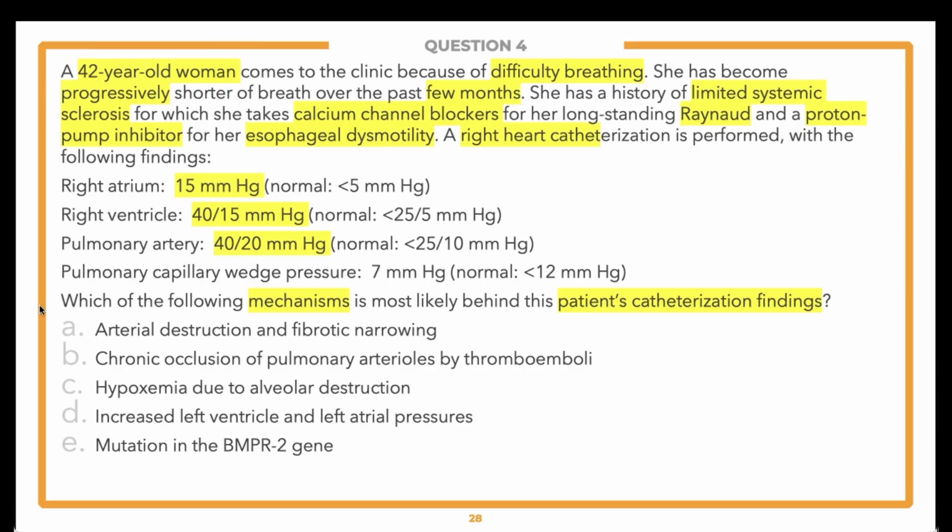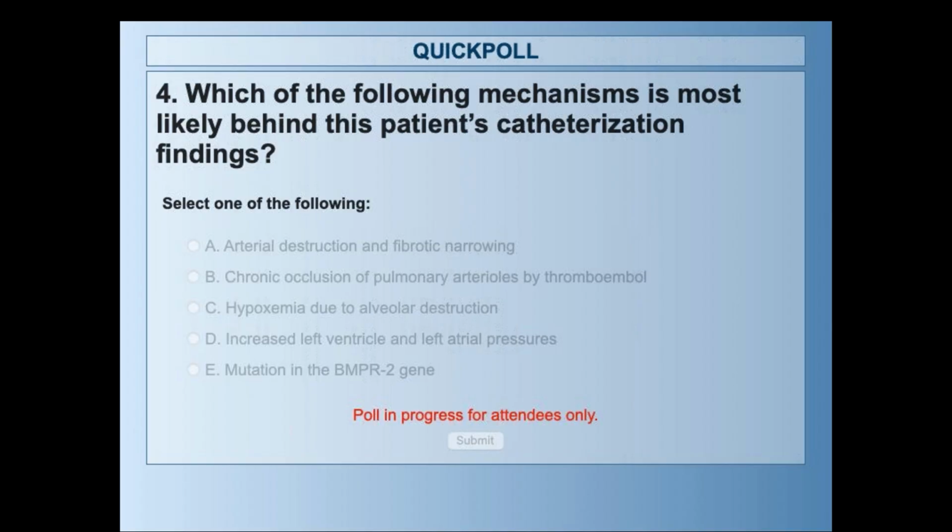Now, this is tricky, but there are a few good hints in this question, and a lot of you are dropping the correct diagnosis in the question box, which I love to see. But what is causing that diagnosis? What is the connection, and how does that present? So take your time as we pull up the options here. Remember, the right atrium, right ventricle, and pulmonary artery have increased pressure. The pulmonary capillary wedge pressure is normal. And you have somebody with a history of limited systemic sclerosis in a young woman.